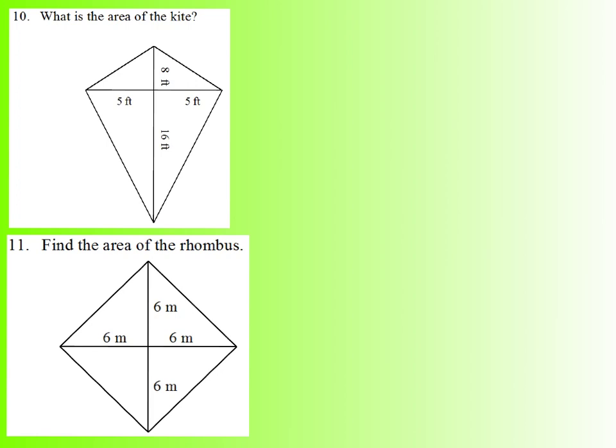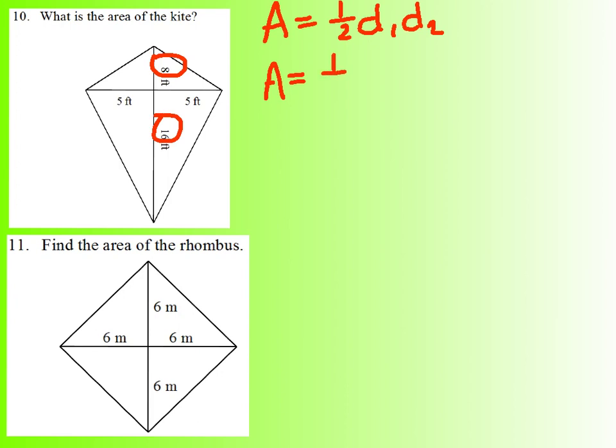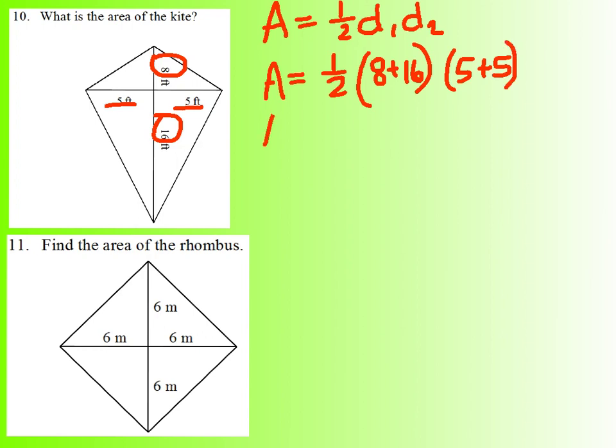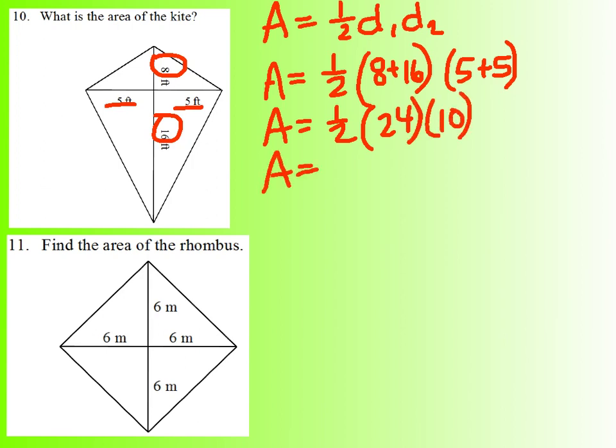Alright, number 10. Number 10 says, what is the area of the kite? Well, we know the formula for the area of a kite is 1/2 times diagonal 1 times diagonal 2. Diagonal 1 we see is just 8 plus 16. So I can say area equals 1/2, 8 plus 16 for diagonal 1. And diagonal 2 we have 5 and 5, so 5 plus 5. And then I can plug all this into my calculator too. I can say 1/2 times 24 times 10, and I get that my area is equal to 120 feet squared.